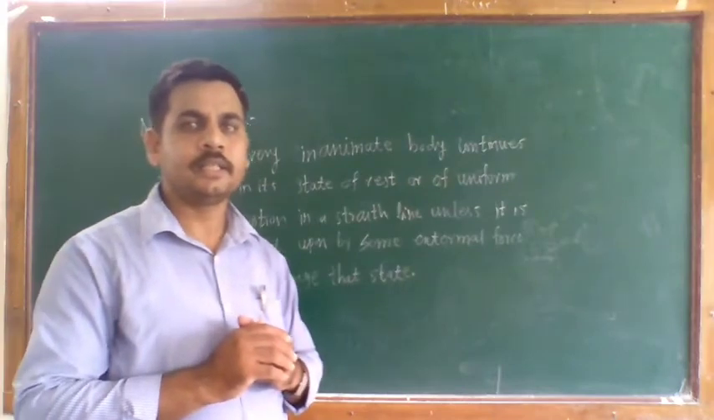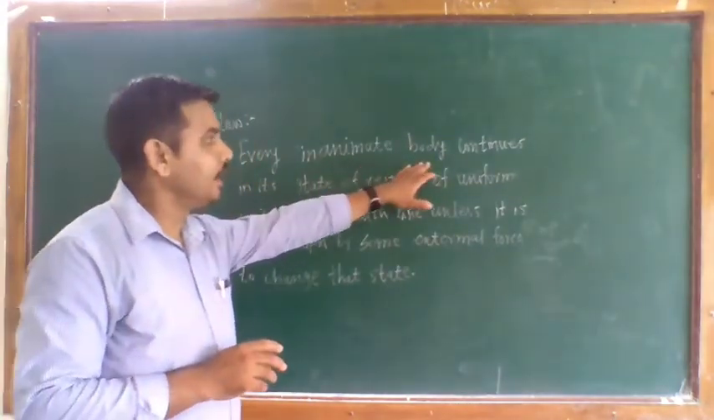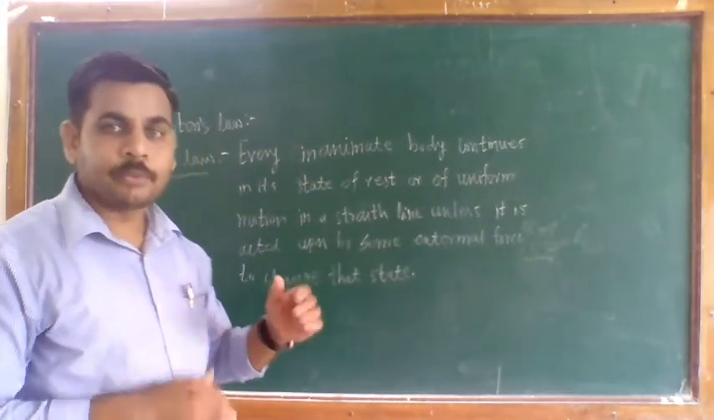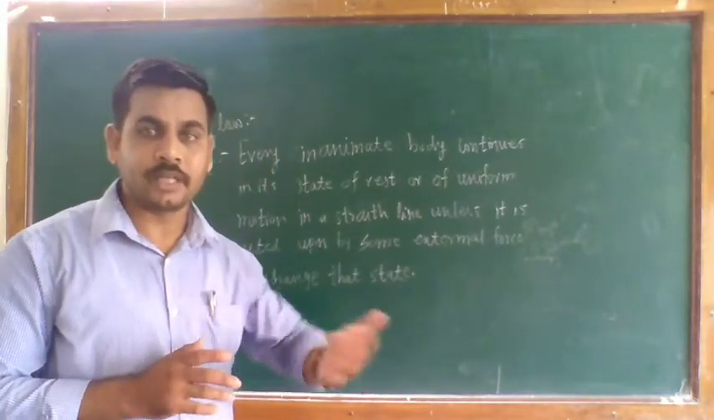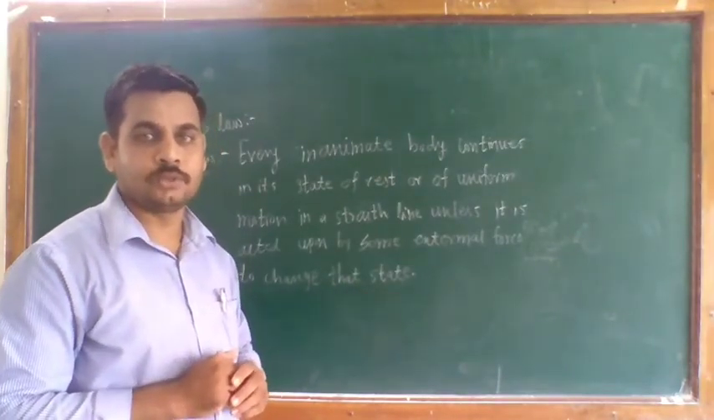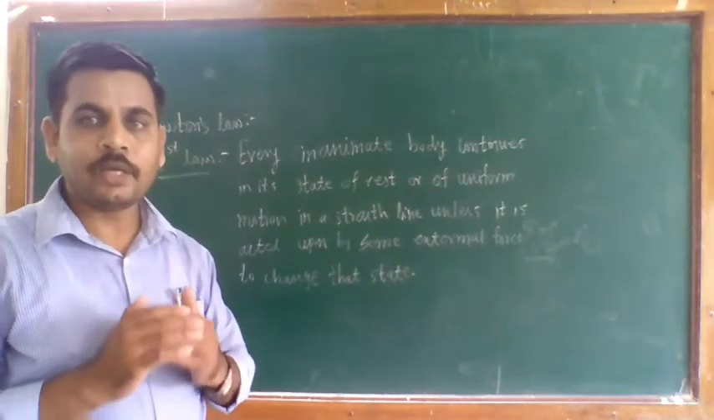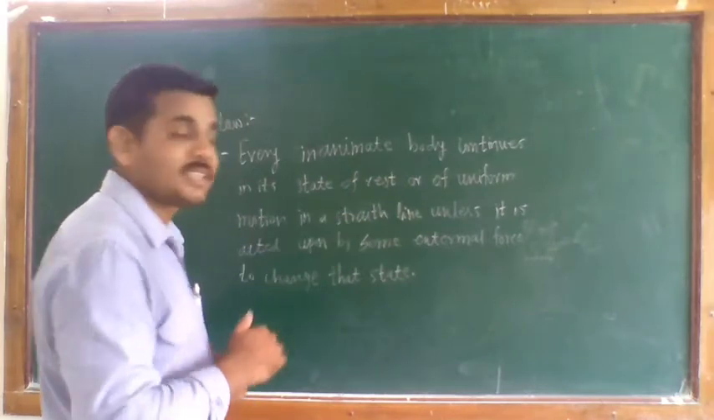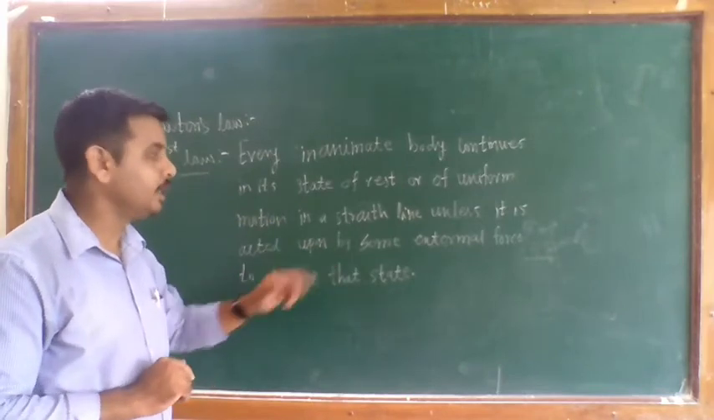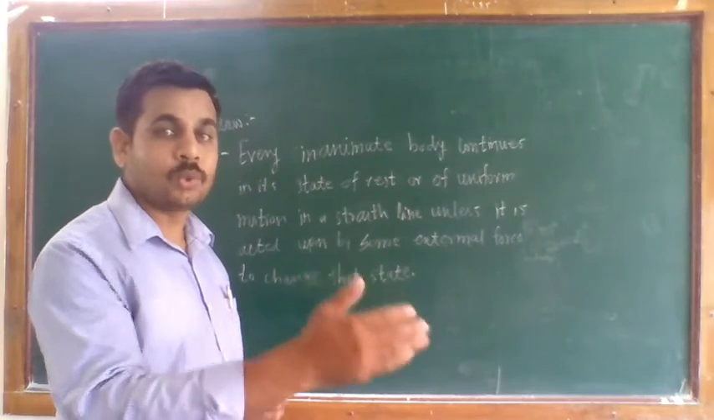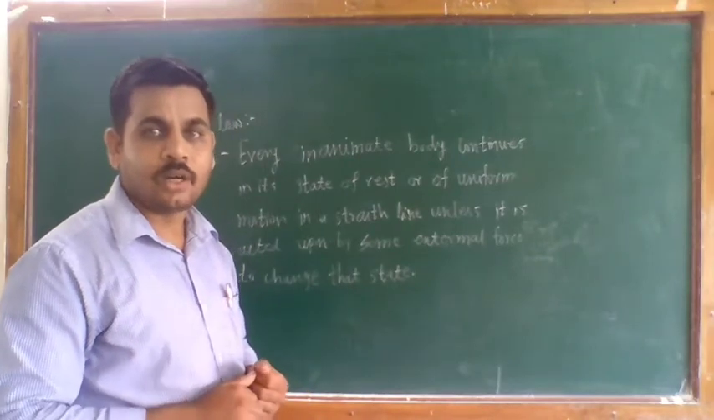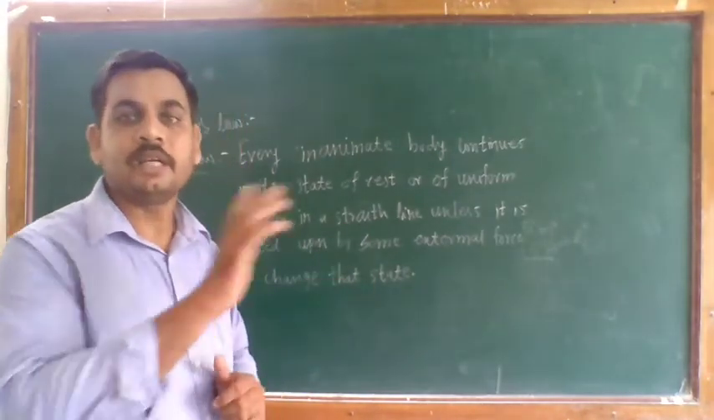So simply we can say that if any object is at rest or in continuous uniform motion, and you want to change its state, whether at rest or in motion, that requires an external force. So every inanimate body continues in its state of rest or uniform motion in a straight line unless it is acted upon by some external force, and that force is required to change its state. It may be rest or it may be uniform motion in a straight line.